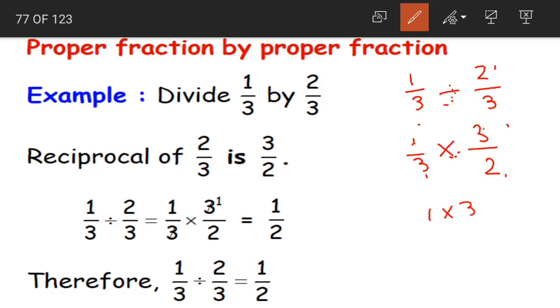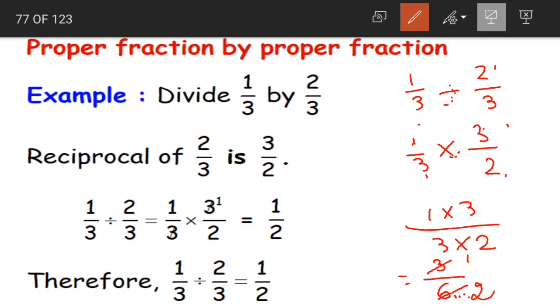Now how do we multiply? 1 into 3 by 3 into 2. 1 into 3 becomes 3, 3 2s are 6. We know that 3 1s are 3, 3 2s are 6. If you write the equivalent fraction of 3 by 6, when we divide both by 3, we have 3 1s are 3 and 6 divided by 3 gives us 2.